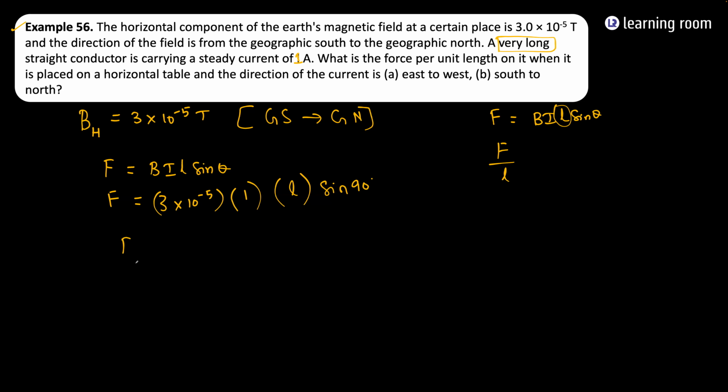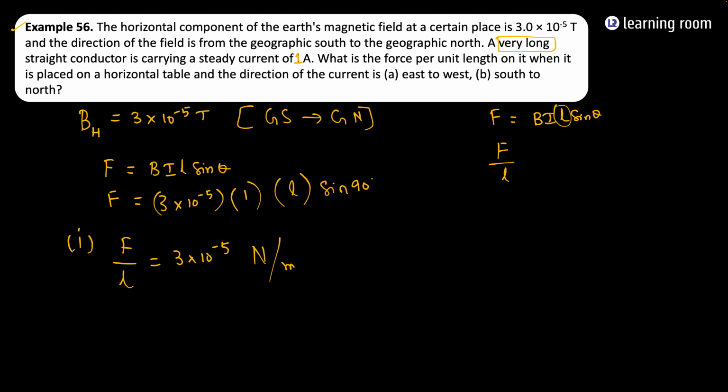So F is like this. Bring the L to the left hand side. F equal to 3 into 10 power minus 5 newton per meter. It is a force per unit length. Don't write it as newton and leave it. Okay, that is the answer for the first part of the question.